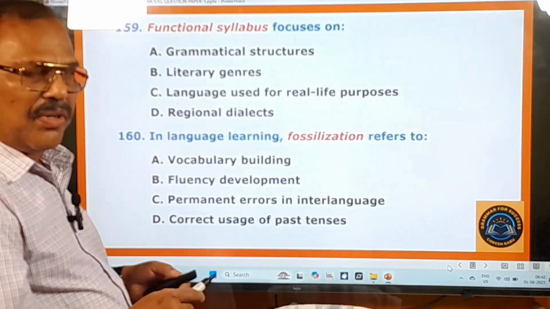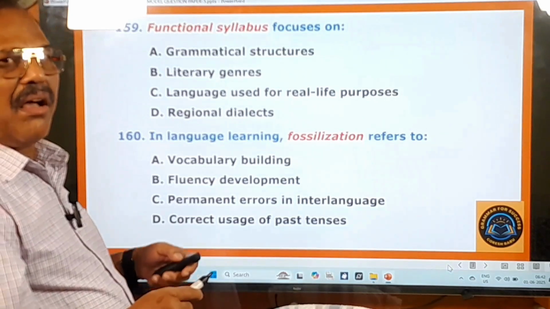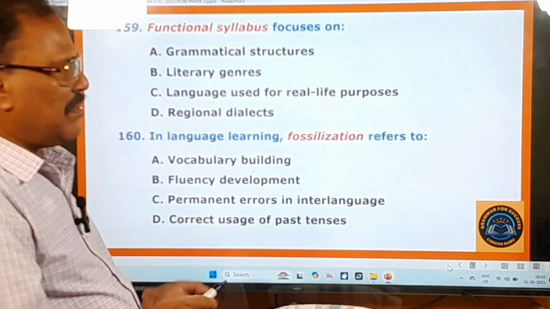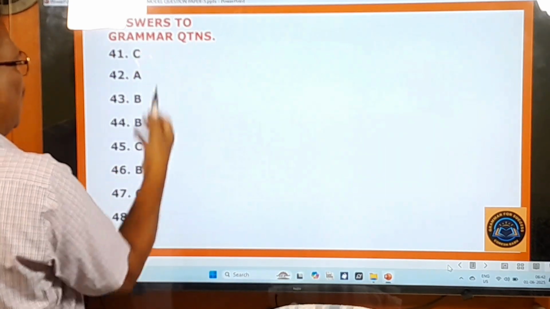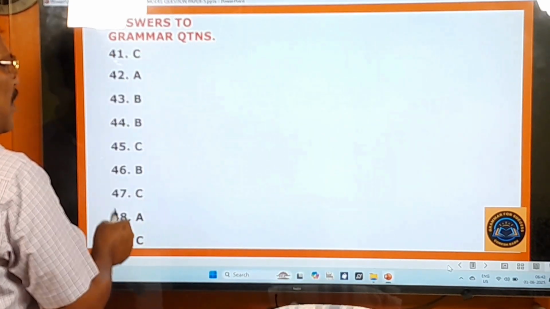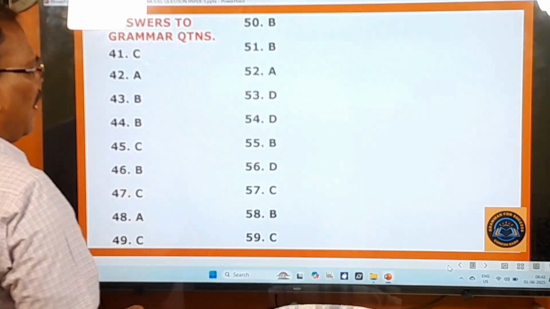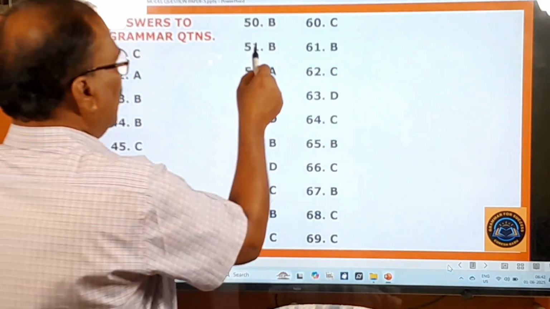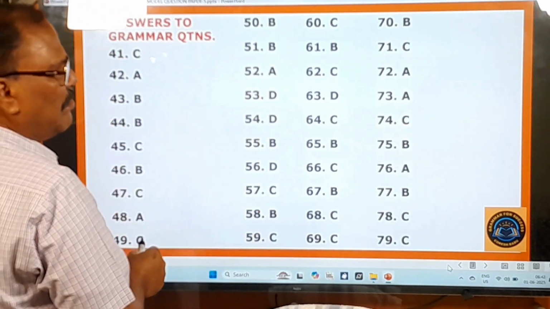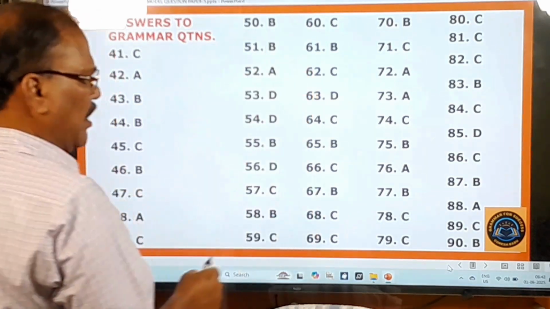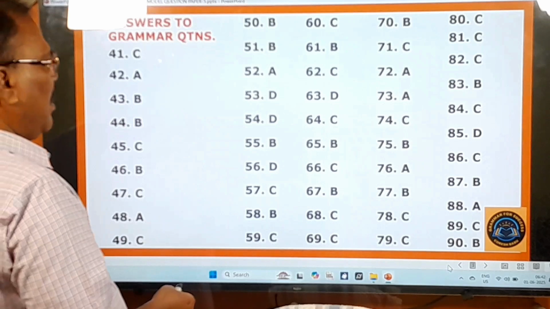And with this, the questions on methodology will come to an end. And now let us look at the answers for all these questions. Answers to grammar and vocabulary questions. So these are the answers for the questions from 41 to 49, 50 to 59, 60 to 69, 70 to 79, 80 to 90. So these are the answers to grammar and vocabulary questions.